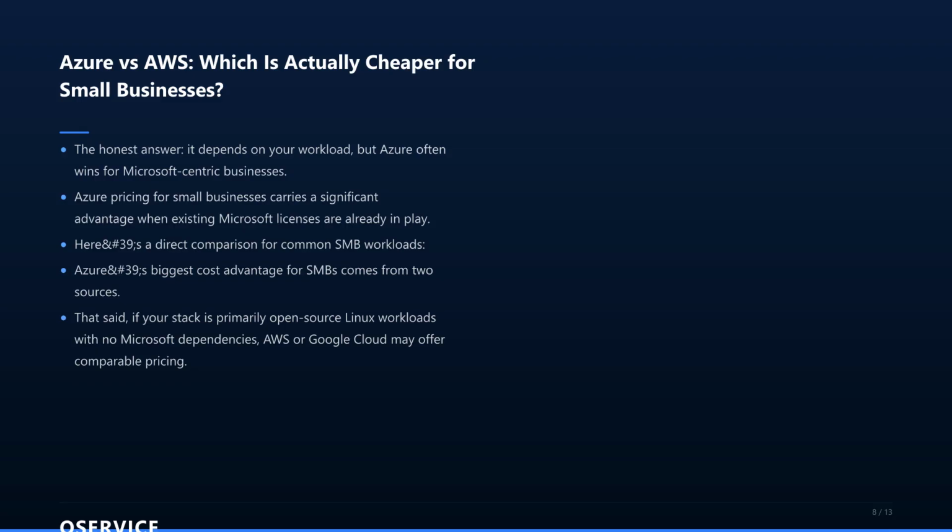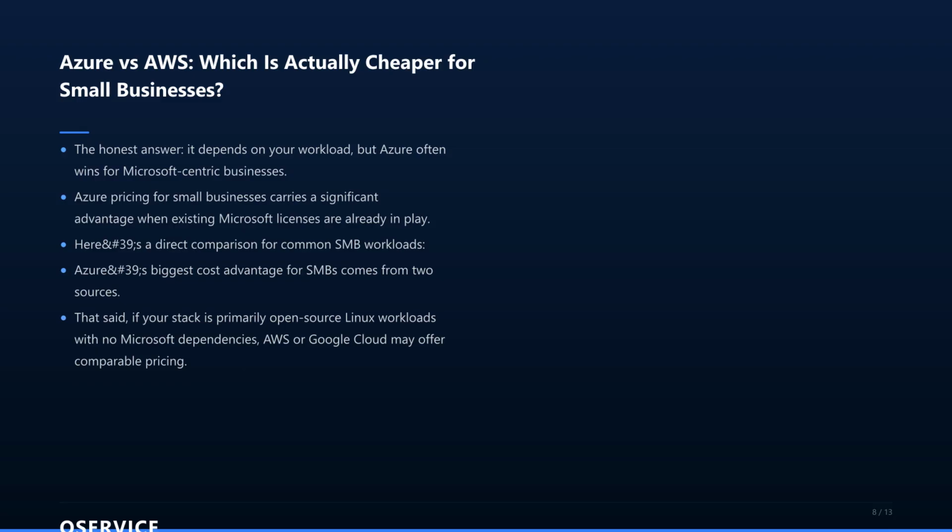Workload, Azure Option, AWS Equivalent, Azure Advantage. Windows Server VM: Azure VM with included license versus EC2 plus separate Windows license, 20 to 30% cheaper via Azure Hybrid Benefit. SQL Database: Azure SQL Managed Instance versus RDS SQL Server, significant savings with BYOL. Identity Management: Azure Active Directory, Entra ID, versus AWS IAM plus Cognito, included in Microsoft 365. Dev/Test Environments: Azure Dev/Test Pricing, up to 55% off, no equivalent program, clear Azure advantage.